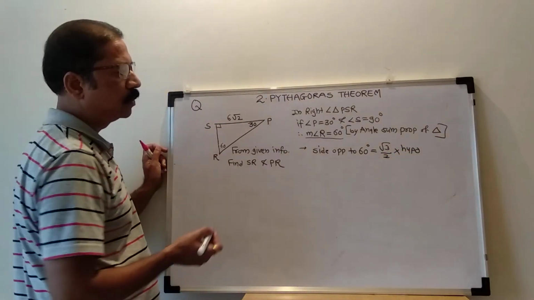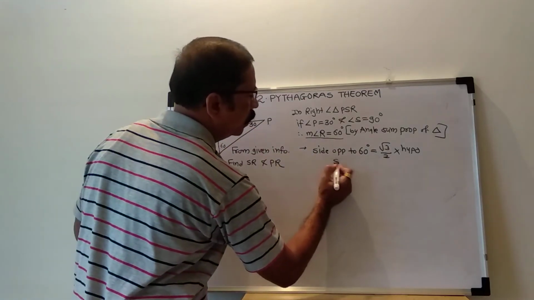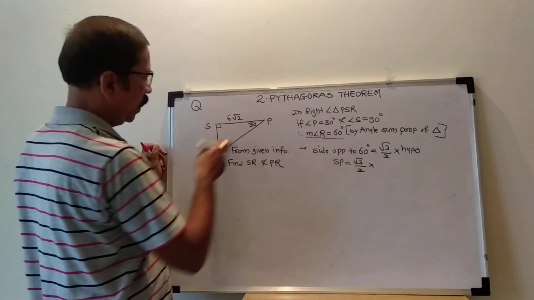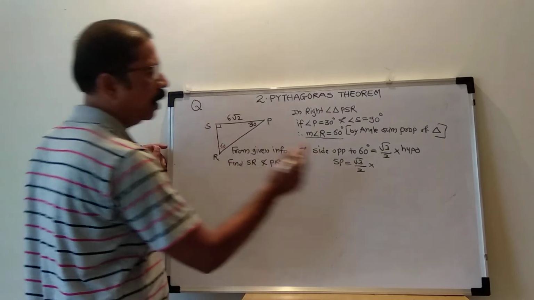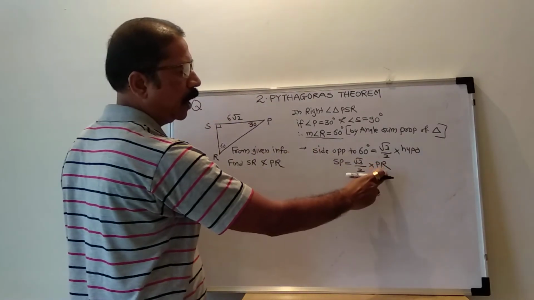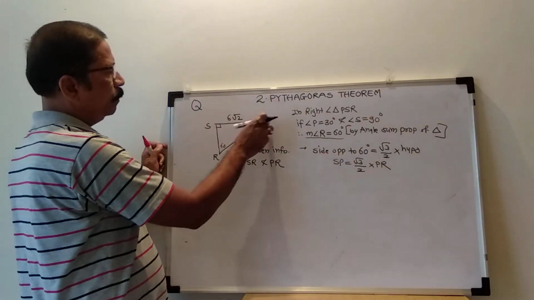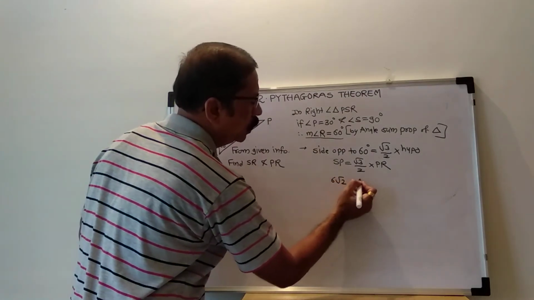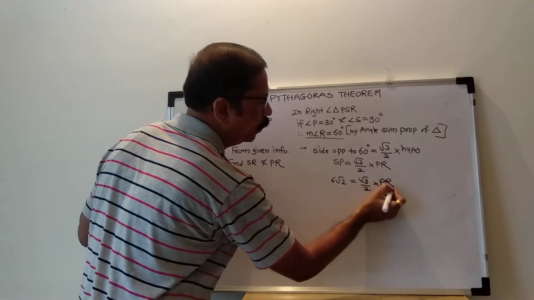You know the formula. Substitute the value. Side opposite to 60 degrees, SP, is equal to root 3 upon 2 times the hypotenuse. That is the hypotenuse, the side opposite to 90 degrees, PR. If SP is given, you can find PR. If PR is known, you can find SP. In this sum, SP is known, 6 root 2 is equal to root 3 upon 2 into PR.